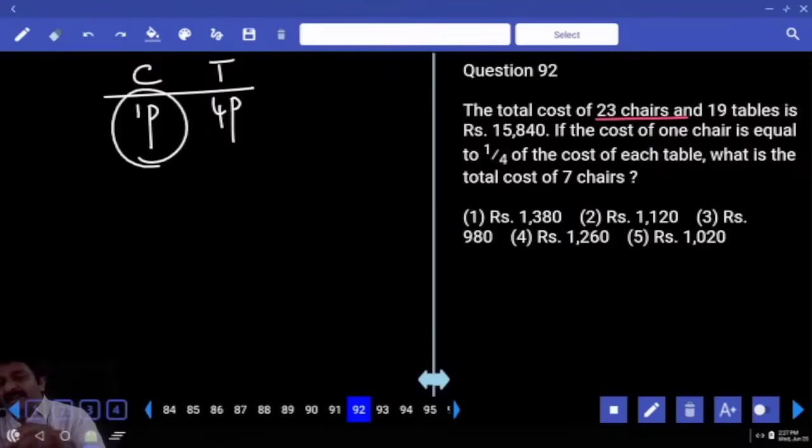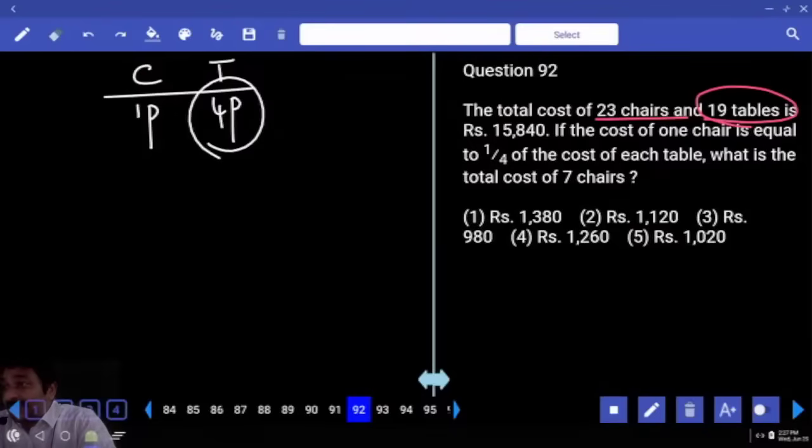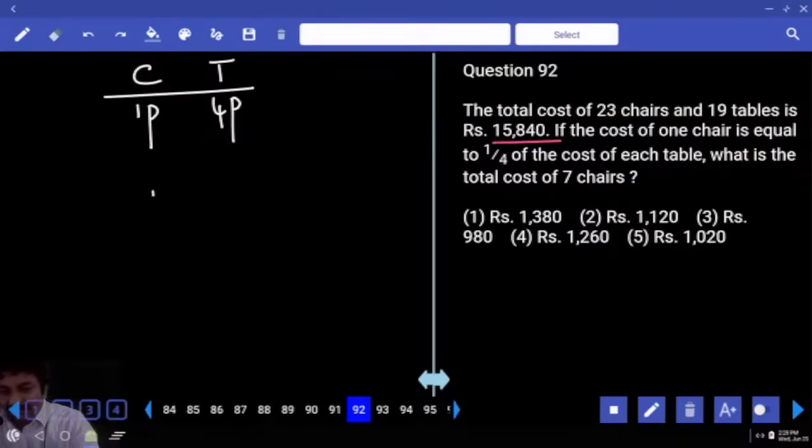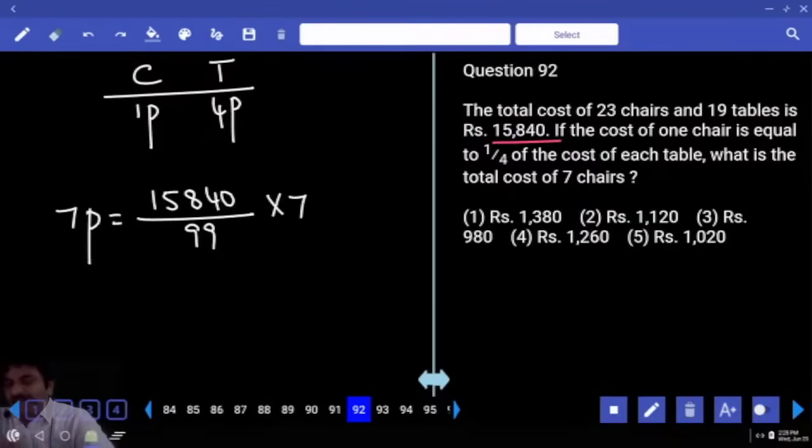23 chairs cost, 23 into 1 part. 23 parts. Remember, 19 tables. 1 table cost is 4 parts. 19 tables cost is going to be 19 into 4 parts. 76 parts plus 23 parts. 76 plus 23, 99 parts is the total cost involved in the first case, which is equal to 15,840. 1 part is equal to 15,840 by 99. We need 7 parts now. That will be into 7.